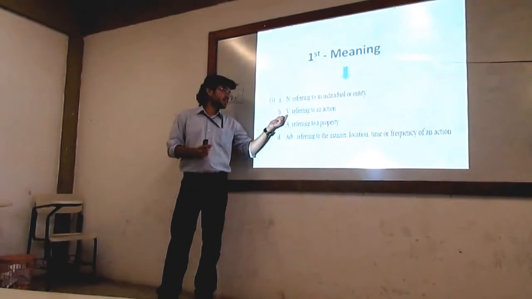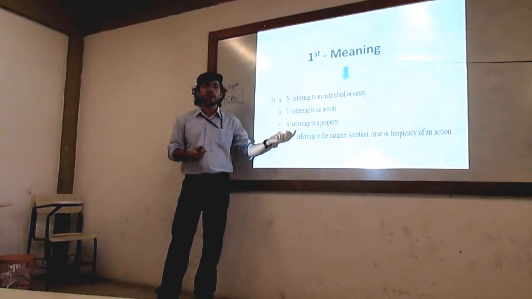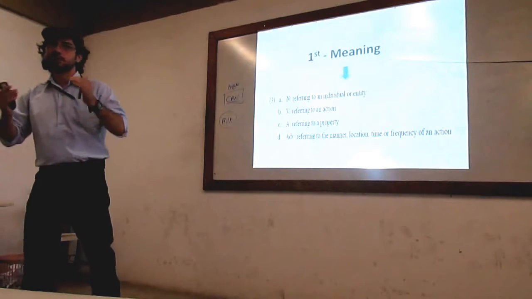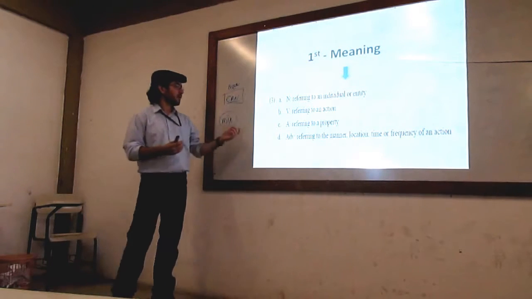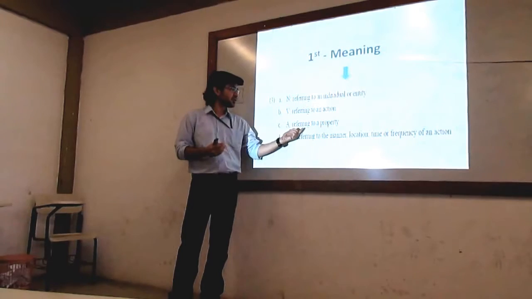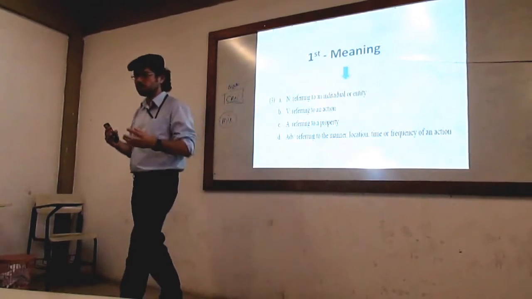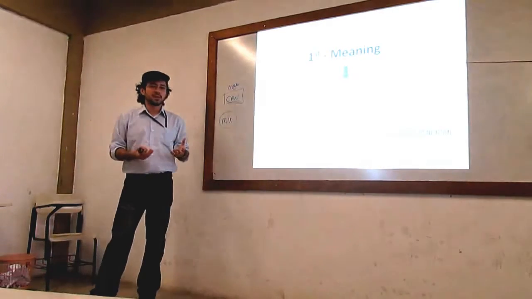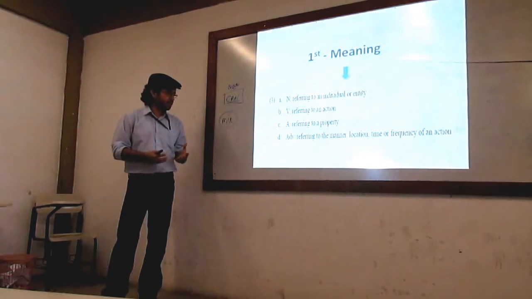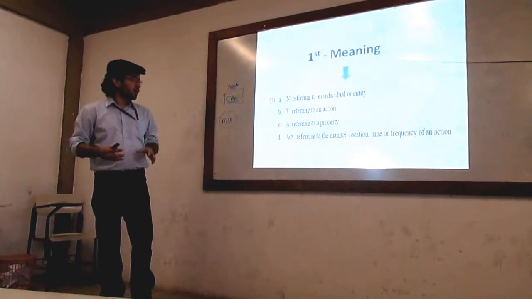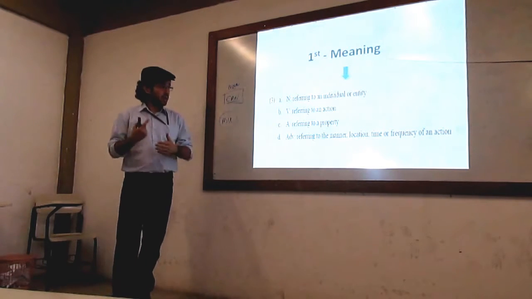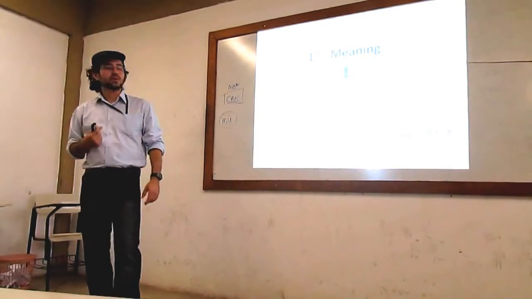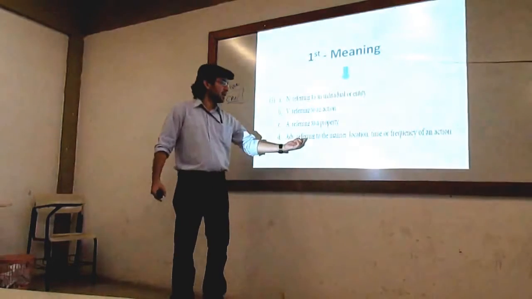Verb definition. Verb is referring to an action. So, if you are referring to an action, that is a verb. Okay. C. Adjective. Adjective is referring to a property. If you are giving some qualities to something, a property, probably it would be an adjective. And D. Adverb, referring to the manner, location, time, or frequency of an action. So this is the behavior of an adverb.